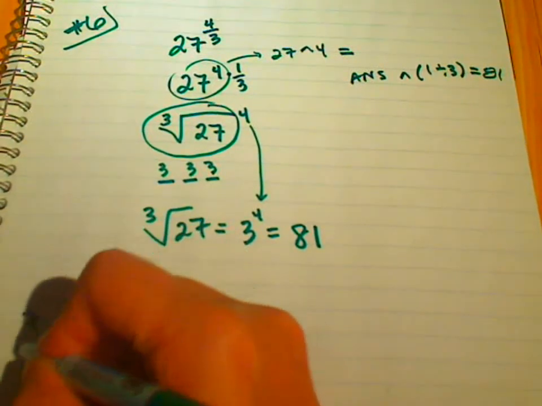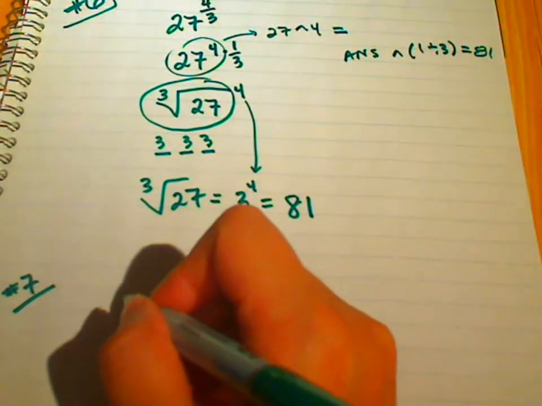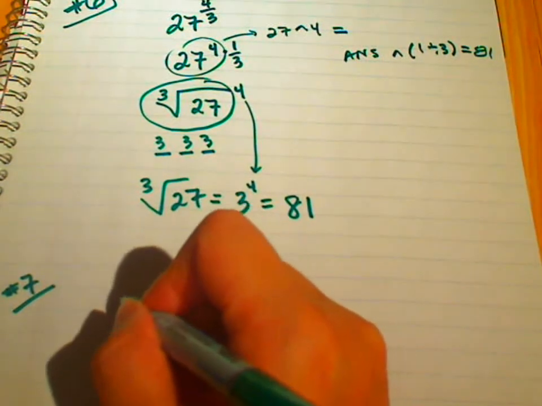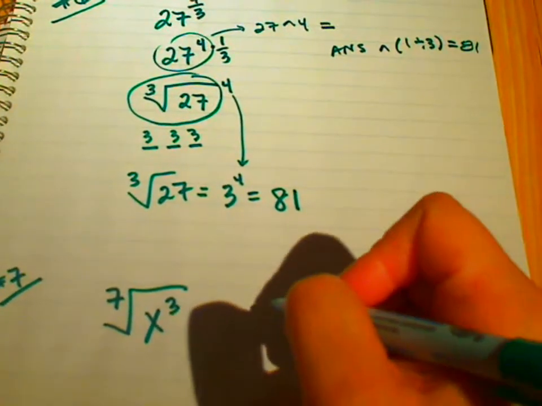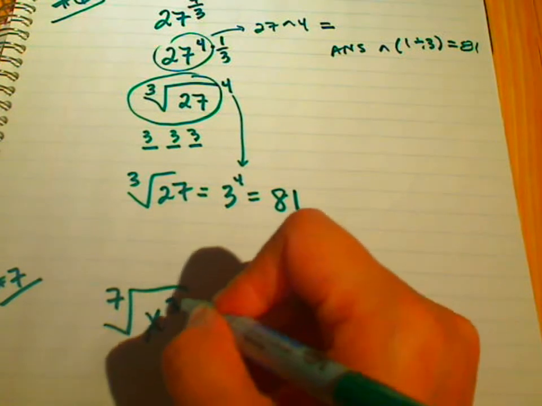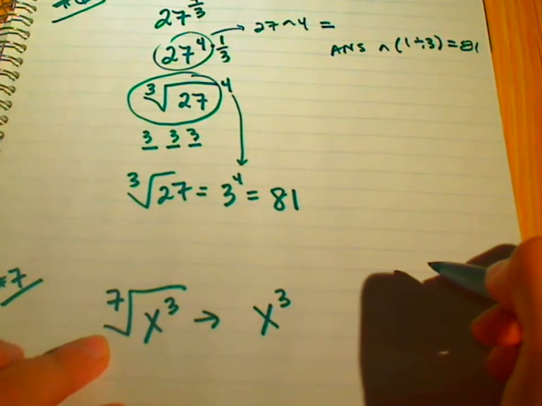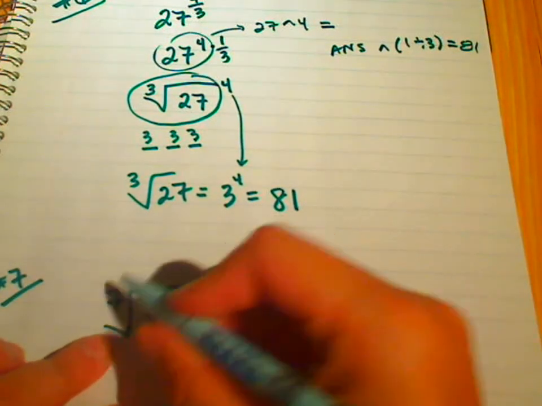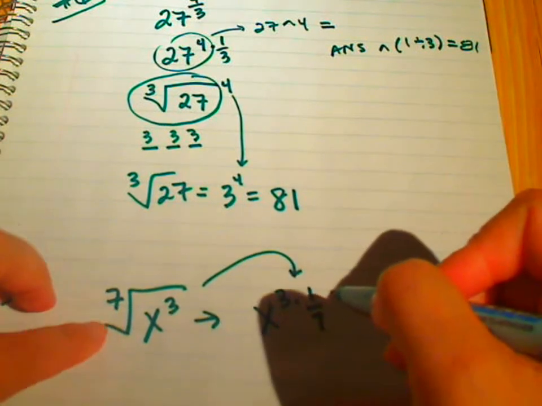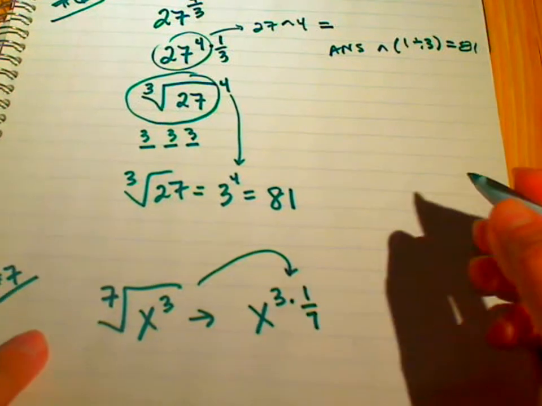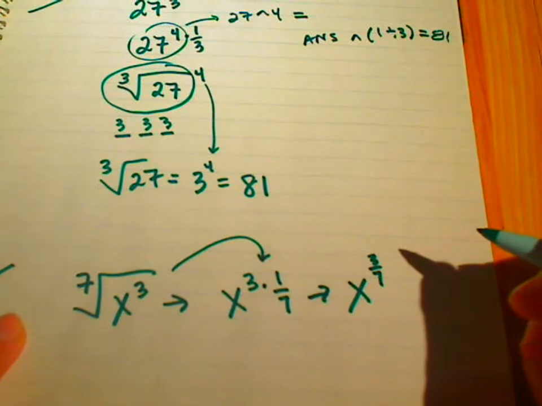Now number 7, you are given something like 7x to the 3rd, and you're asked to rewrite this. So when you do this, you keep x to the 3rd the same. The root is the 1 over whatever that number is. So this becomes times 1/7. That took care of that square root in the 7 here. So in the end, I'd have x to the 3/7 power.